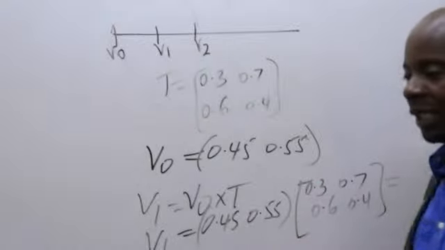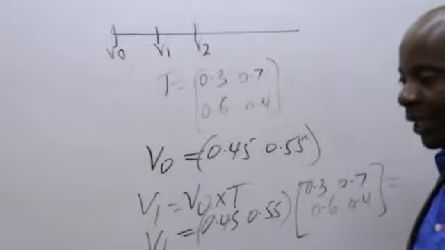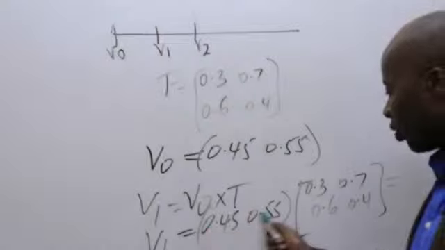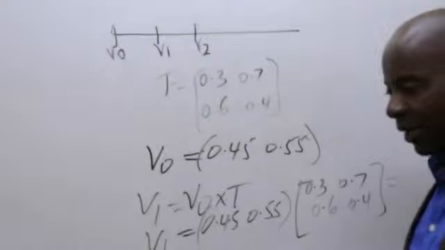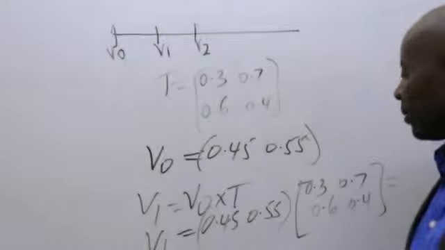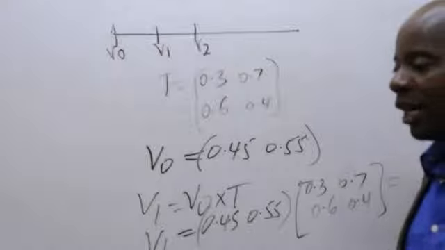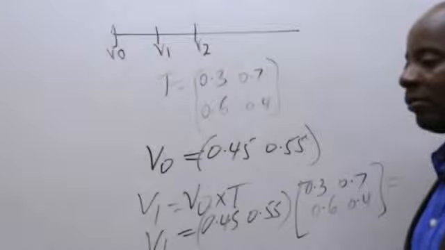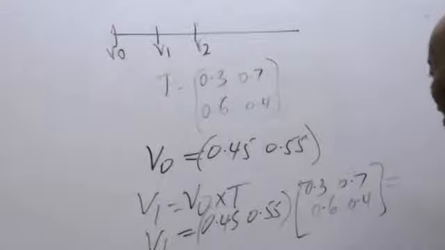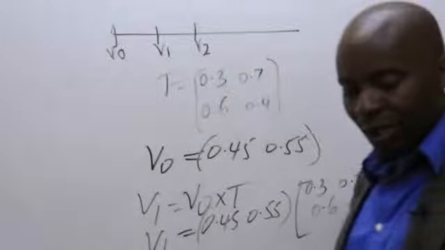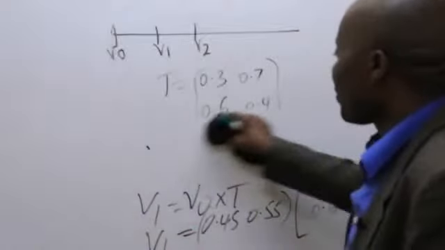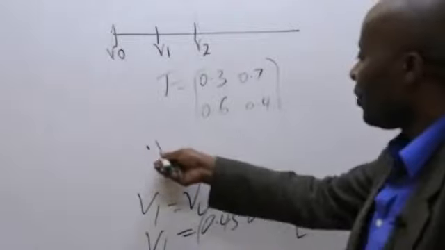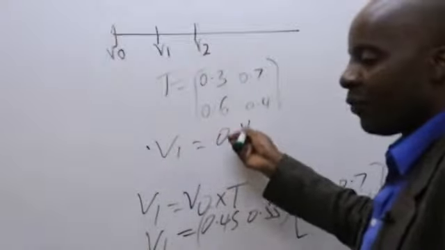Could you kindly give me this very fast? Vector 0 by the matrix, row by column. Please give me this first one here. What do we have? Somebody there. So we have 0.465, according to Dahir. The first component of vector 1 is supposed to be 0.465.